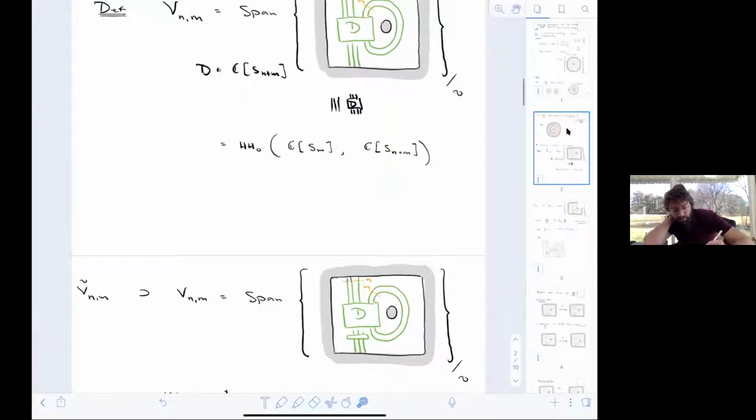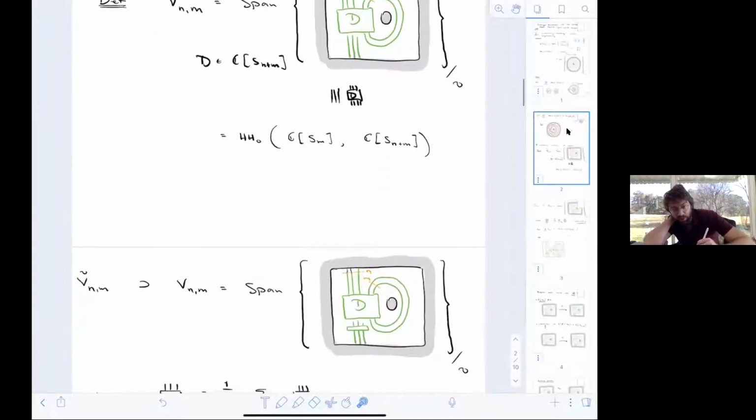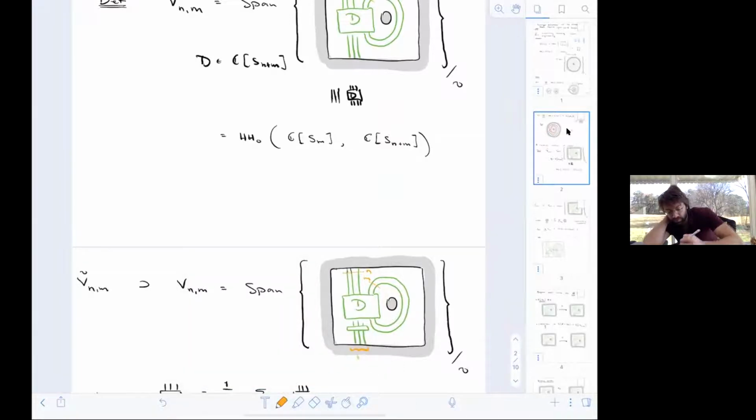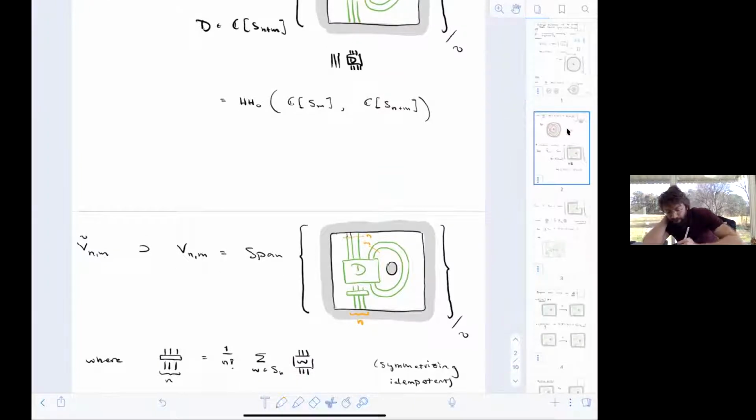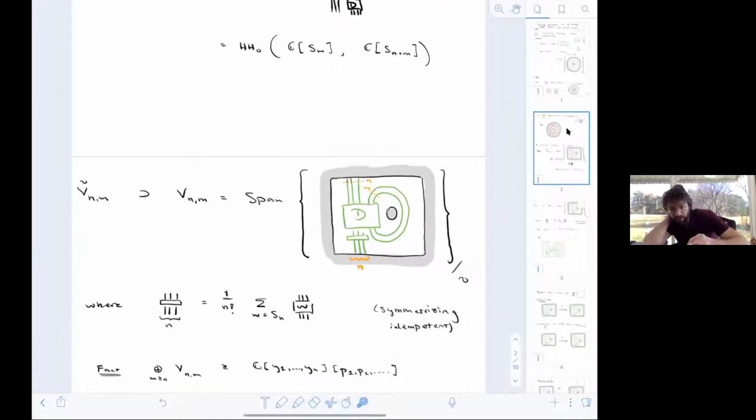So here's this auxiliary space V m n m tilde. I'd like to consider this subspace of that consisting of the subspace where I symmetrize the bottom left n strands. And again, I mod out by the same homotopy relation as we've seen. Where this little symbol here, this rectangle, denotes the symmetrizing idempotent. So this is the sum of all permutations divided by n factorial.